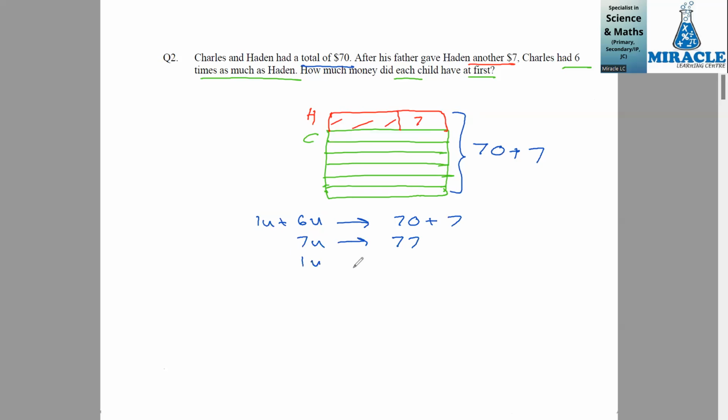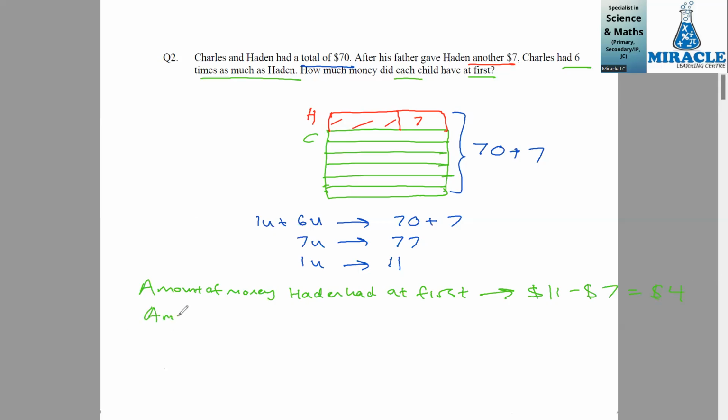So now we can find the value of 1 unit, which is 77 divided by 7, and that gives us 11. So now we can calculate the amount of money each child had at first. So the amount of money Haden had at first would be 1 unit minus 7. So that is $11 minus $7, and this gives us $4.